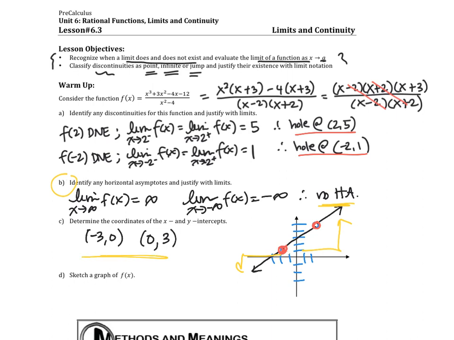Then I determined my x and y intercepts. We have those x and y intercepts by plugging in 0 for y or 0 for x. And then finally I sketched my graph. So that is what you should have had for the warm-up. All right, so let's move on.